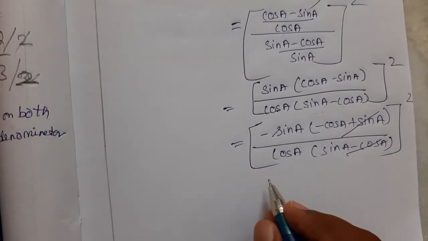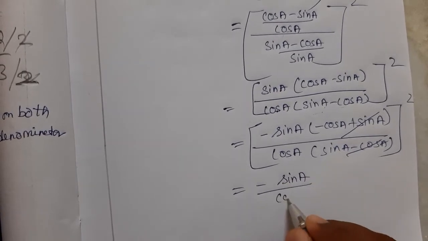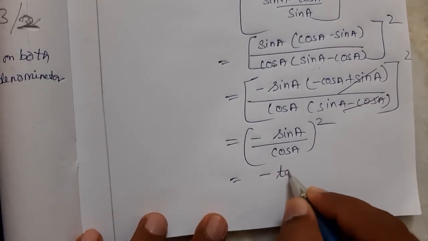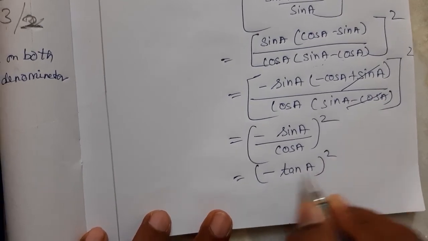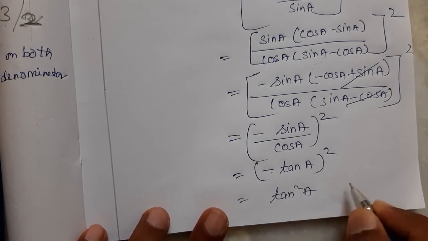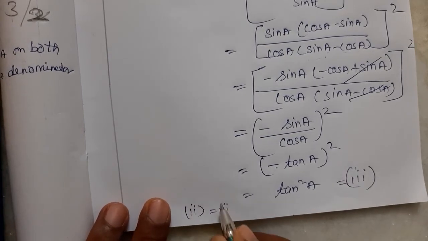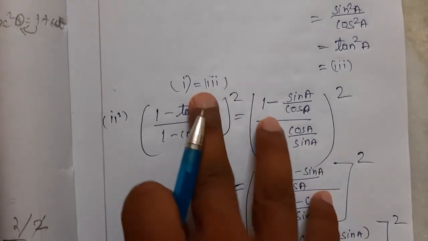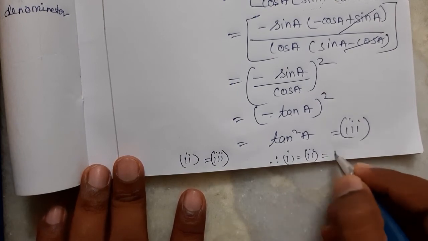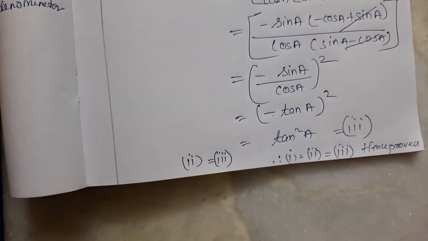So these things we have already in the one sum. I hope you recalled that. So 1 minus sin a by cos a, the whole square. So sin a by cos a we can say is tan a. So minus tan a, the whole square. So the square will become positive, right? The negative will become positive and we get tan square a, which is equal to 3, right? So here 2 is also equal to 3. Previously we proved that 3 is also equal to 1. Therefore 1 is equal to the second and it is also equal to the third. So we have proved it.